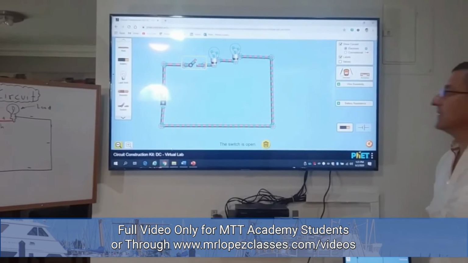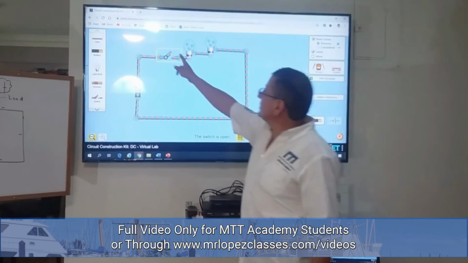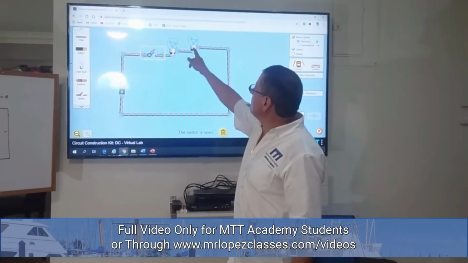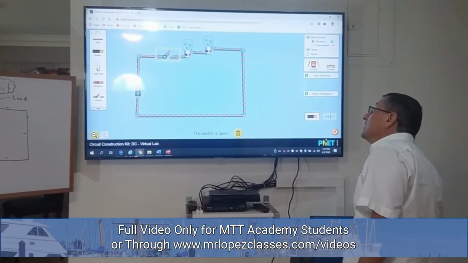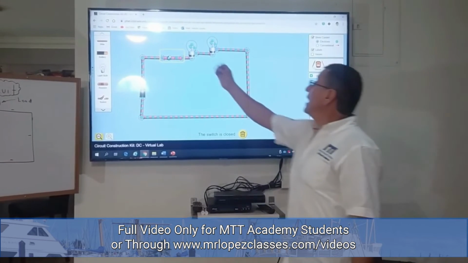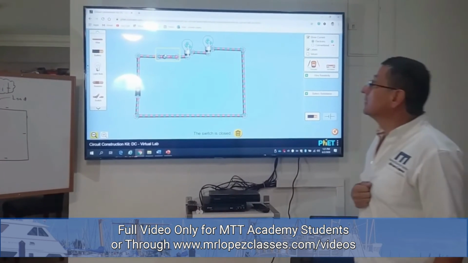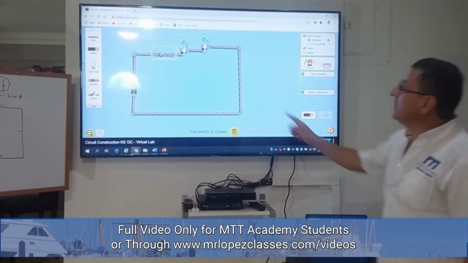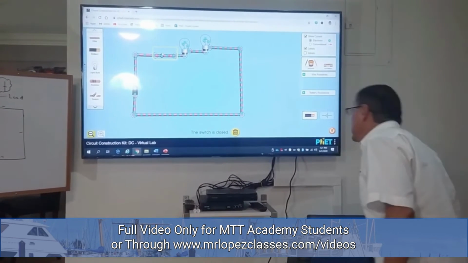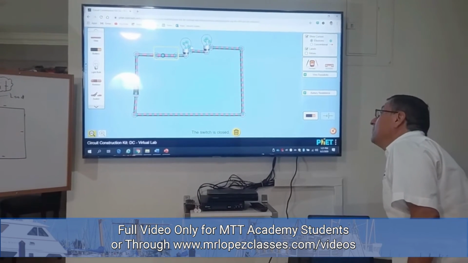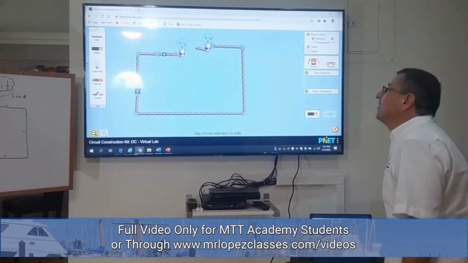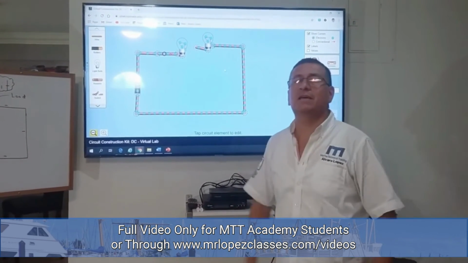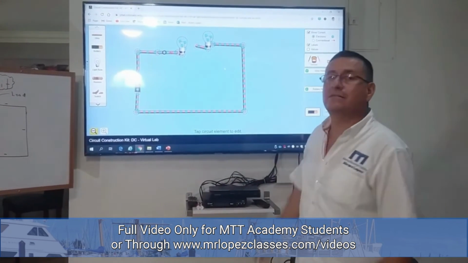This is a series circuit. This is the switch, and I have two light bulbs. When I close the switch, immediately the lights are on. What happens if one of the lights is broken? Here. Right now the system is out. I don't have any lights.